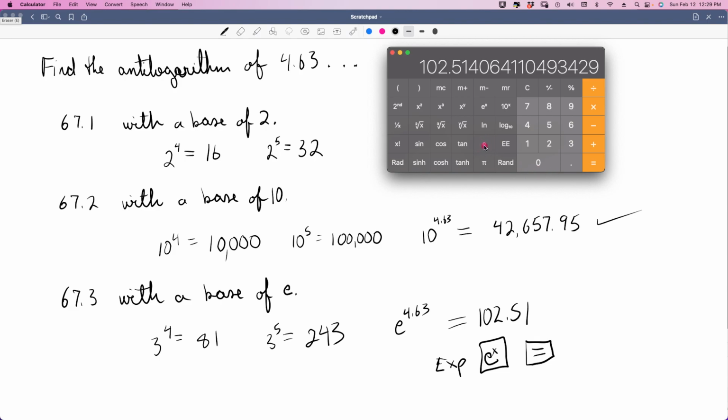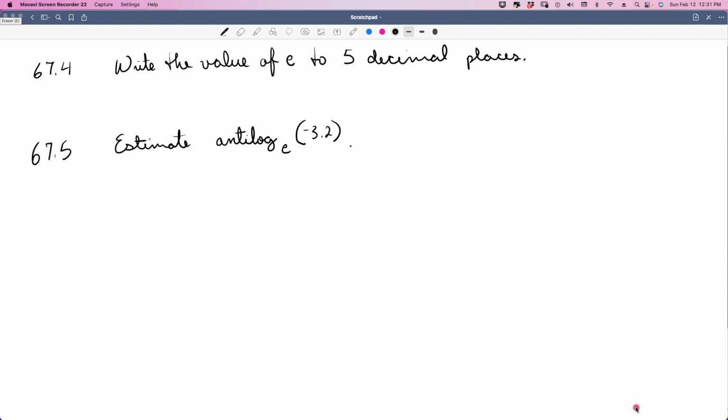So if you have the E key and you don't have this key, that's great. If you have this, then that's great also. So that helps a lot. All right, and let's look at, we have two more. Let me clear the page and set those up. All right, here's our last two problems for lesson 67.